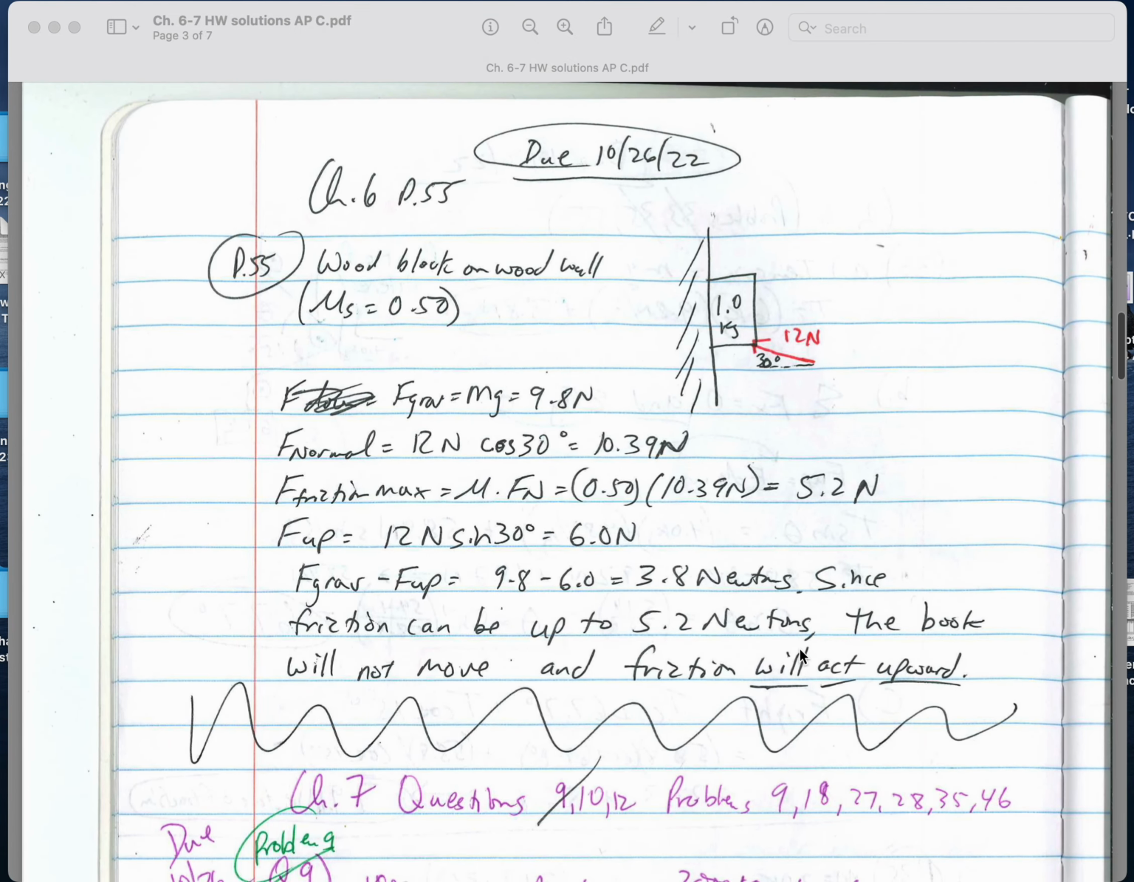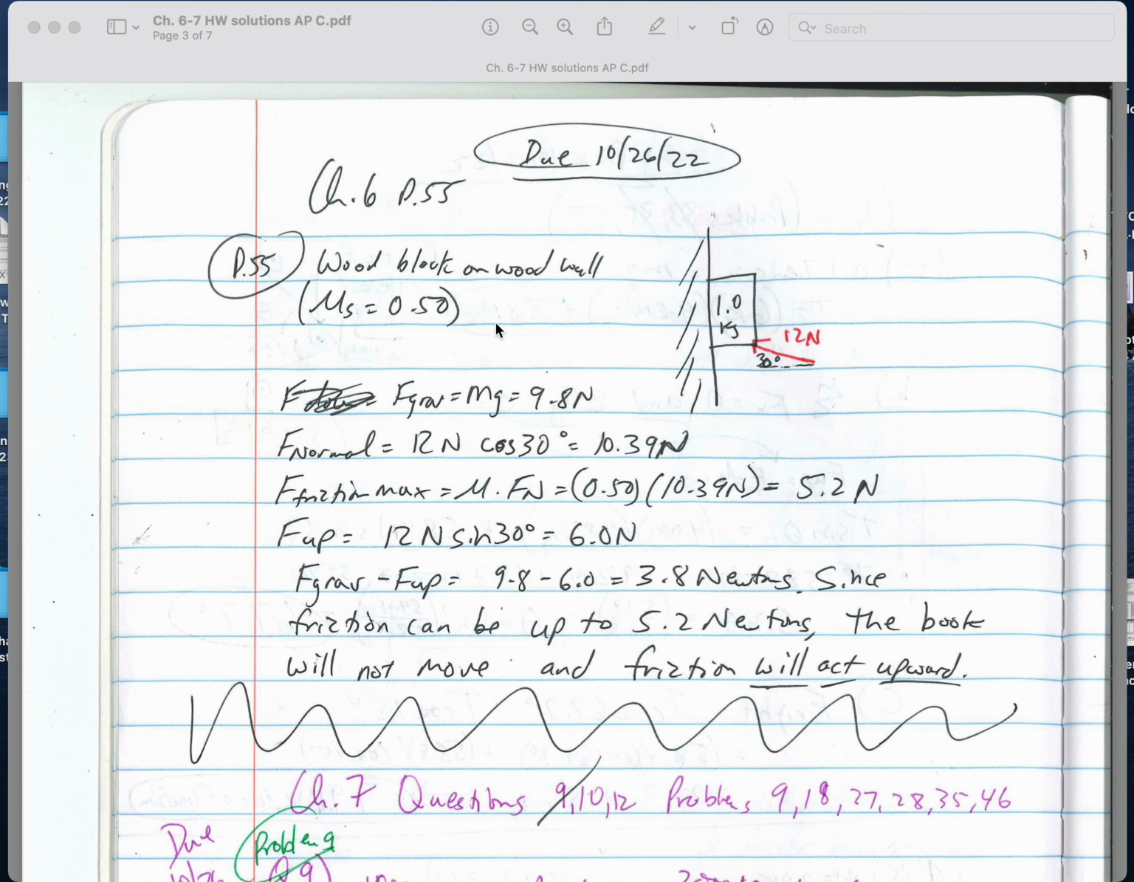For problem 55, wood block on a wall. There's a force directed up and to the left at a 30-degree angle from the horizontal. So the normal force is going to equal the horizontal component of that 12 newtons. That's 10.39 newtons. Gravity acts down, so that's going to be 9.8 newtons. And there's a vertical force up caused by the vertical component of this force. So that's 12 times the sine of 30 degrees, which is 6 newtons up.